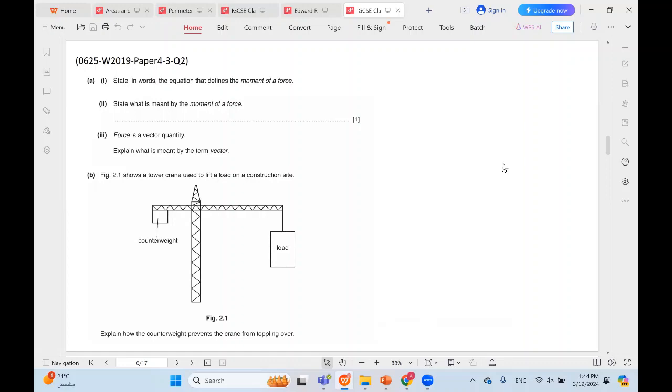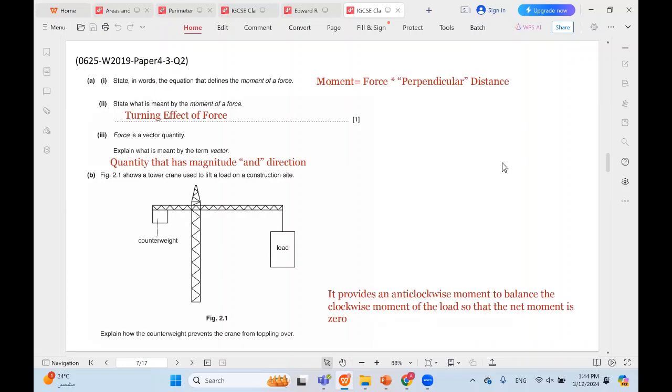State in words the equation that defines the moment of a force. The moment is equal to the force multiplied by the perpendicular distance. If you just write force times distance, you do not get the mark. This is a key word here, perpendicular distance.